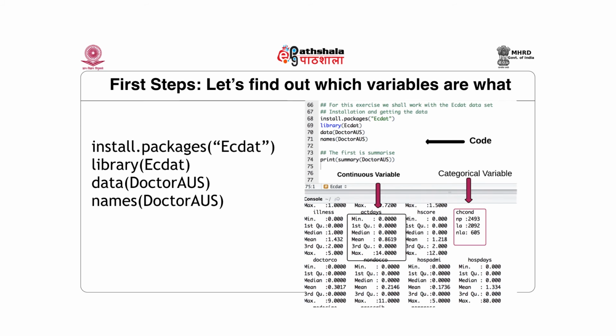Then on the right hand side, you see that you can summarize the data set, and when you summarize the data set, you can see that there are some data that are continuous, there are some that are categorical. For example, chronic conditions is a categorical variable. Or for example, the days in which the doctor was seen is described as a continuous variable.